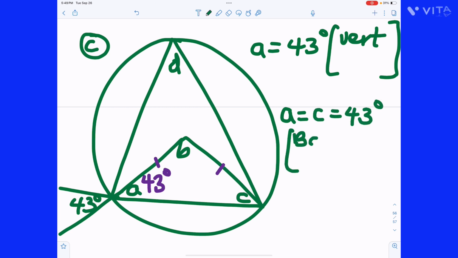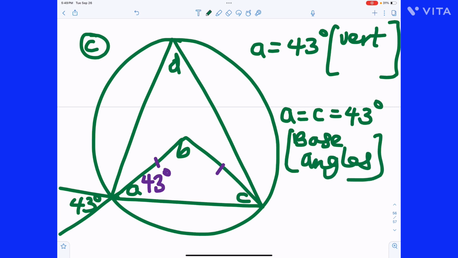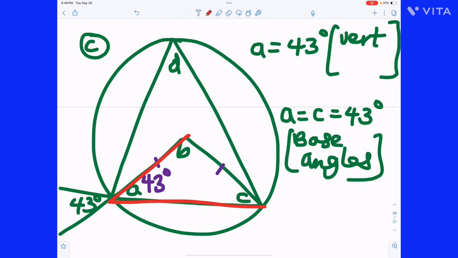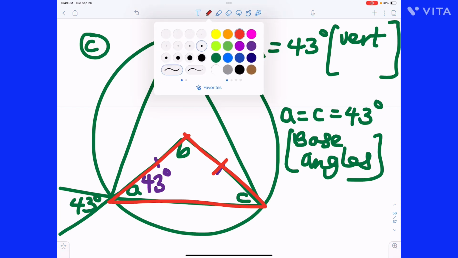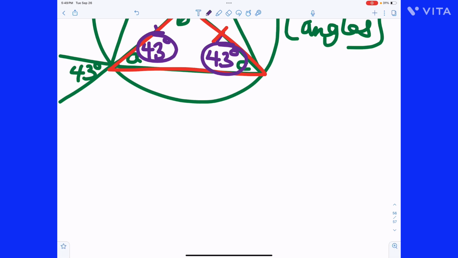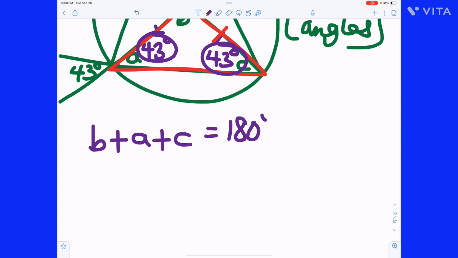They are base angles of an isosceles triangle. Because this is now an isosceles triangle, the base angles are 43, 43, C and A. They are the same. Okay. Now, after knowing A and C, I can write 43 here and circle it to show that I got it myself. So after knowing A and C, I can put B plus A plus C is 180 degrees.